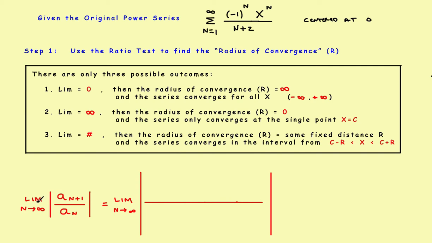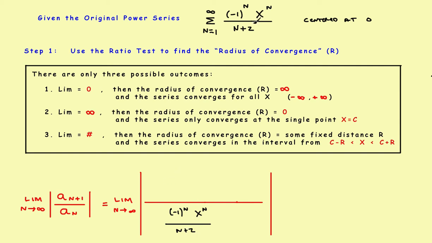And what it says is this. It's the limit. Now, in the denominator, you just put the original series. In the numerator, you put the original series with each n changed to an n plus 1. So I would start by just writing down the denominator, which is going to be the original series. So what that's going to look like would be this. I'll have minus 1 to the n power times x to the n divided by n plus 2.